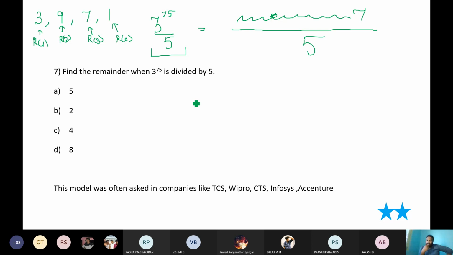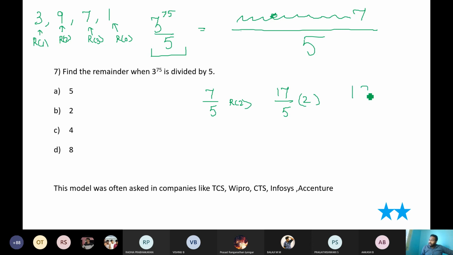Very good, Harivardhani. Superb. Take any number, guys. Even if you take 7, 7 by 5, what is the remainder? 2, because 5 is divisible. Take 17. 17 by 5, what is the remainder? 2.